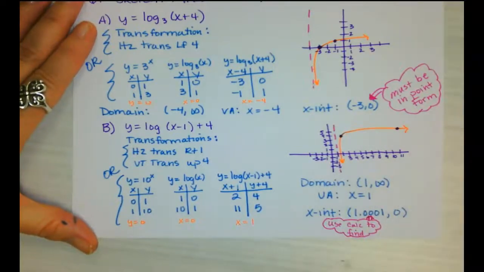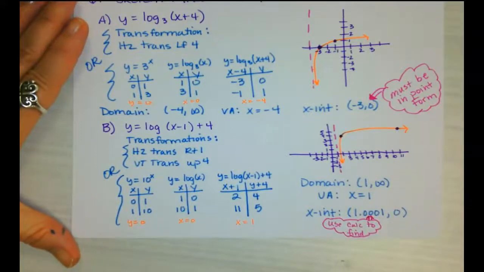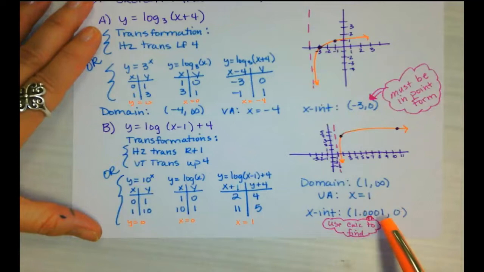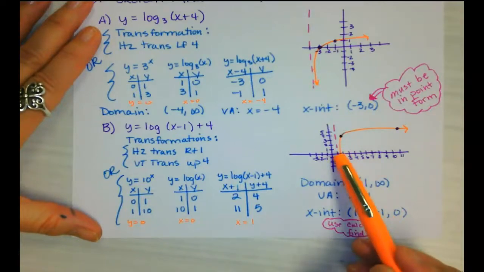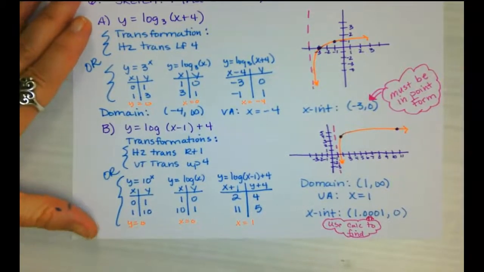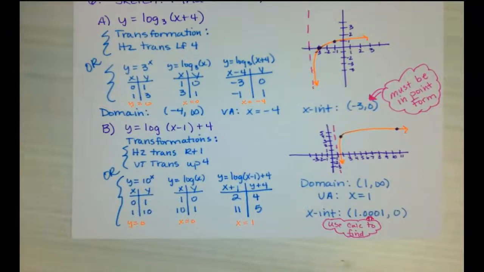So the domain is from 1 to infinity. The vertical asymptote is x equals 1. And the x-intercept, we'd probably have to use a calculator to find this because it's not going to intersect nicely, which is one of the downsides to log graphs and sometimes exponential graphs. They don't always have pretty numbers. So you're going to find that we're using a calculator a lot more in this unit than we do in others.